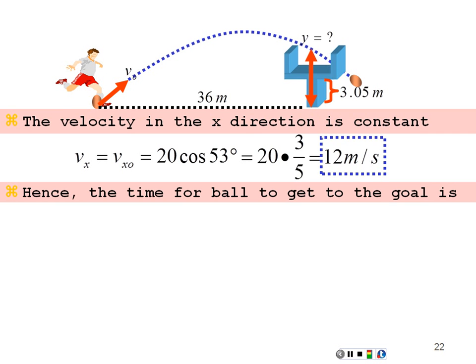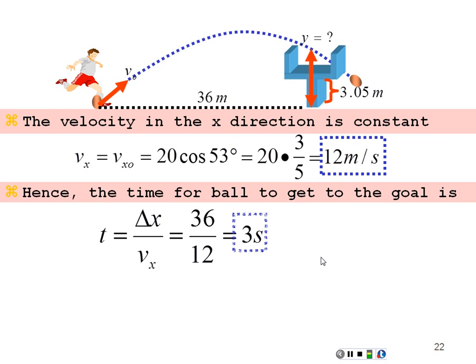The time for the ball to get to the goal, well, we know that our x velocity is constant, so our displacement will equal our x velocity times time, so the time will equal our displacement divided by our x velocity. 36 meters divided by 12 meters per second. It's going to take 3 seconds to get to the goal.